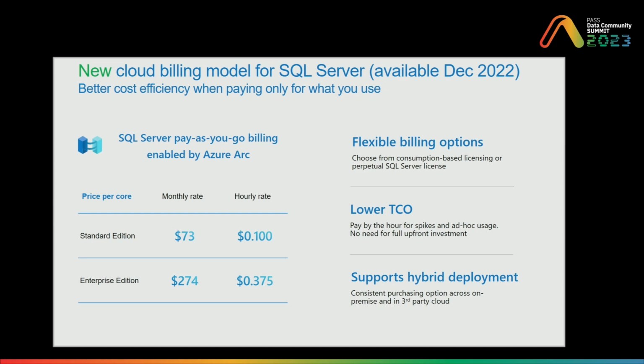and the monthly rate and the hourly rate are published there. So if you choose this license type, the meter runs at an hourly rate. So if, let's say, you pick Standard Edition at pay-as-you-go, it's 10 cents an hour. And as long as that instance is being used, you will be billed at that rate.